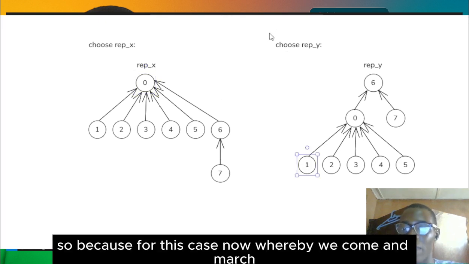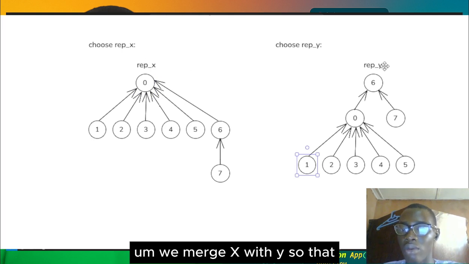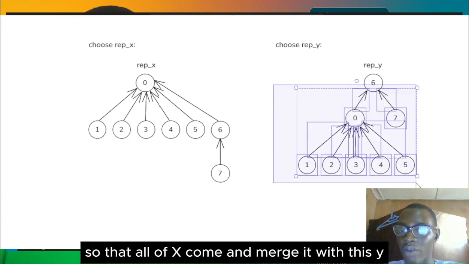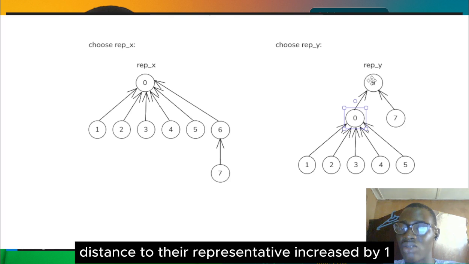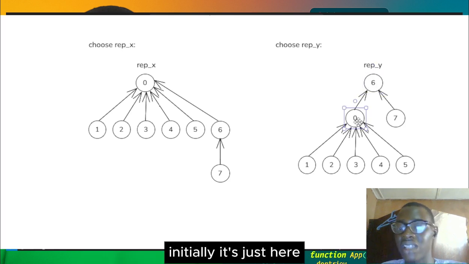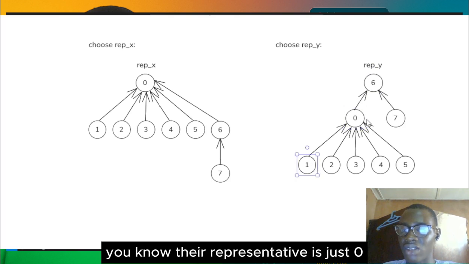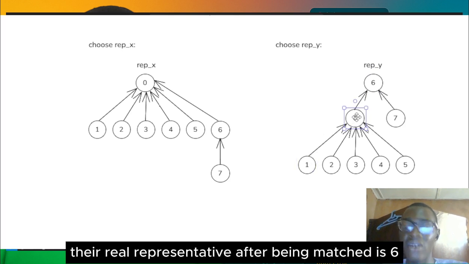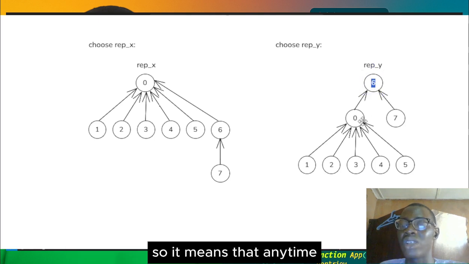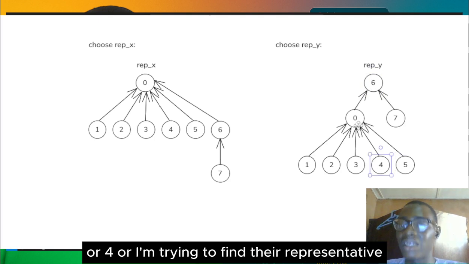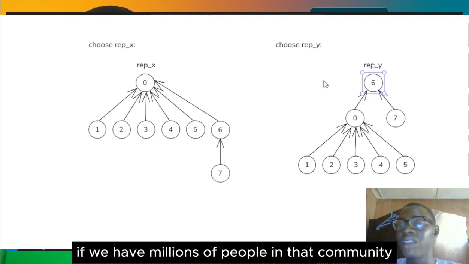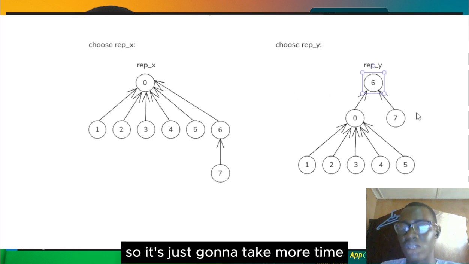In this case, we merge X with Y, like you can see in this version, so that all of X merges with this Y. Each person, 1, 2, 3, 4, 5, now has their distance to their representative increased by 1. Initially their representative is just 0, but now this 0 is a parent. Their real representative after being merged is 6. So anytime I try to find the representative of 5 or 4, it takes one more distance. Imagine if we have millions of people in that community, it is just going to take more time.